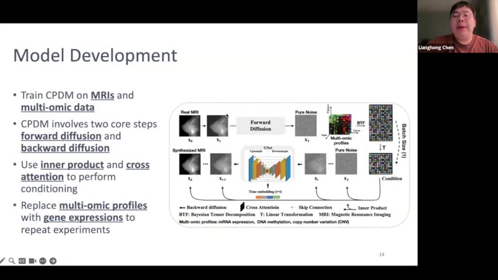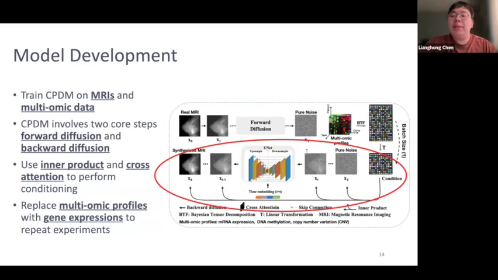So far, we have prepared the MRIs and the multi-omic data. We then use this data to train our diffusion model. The training of the diffusion model involves 2 common steps, which are forward diffusion and backward diffusion. In the forward diffusion process, the model will gradually add Gaussian noise to the MRI using a predefined noise scheduler. During this process, the image will get more and more noisy and finally become a pure noise image. This step will let the model know the relationship between the noisy image and the number of steps we add noise.